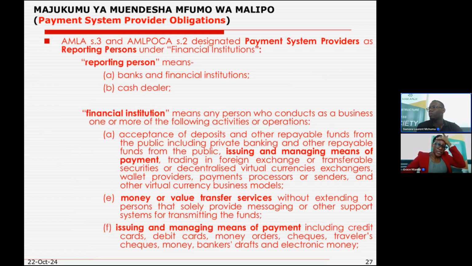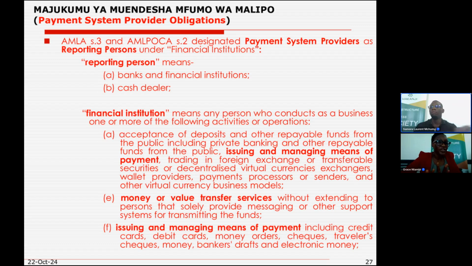Now, who is a reporting person? We have banks, we have financial institutions. This is provided for in Section 3 and Section 2. We have banks, we have cash dealers. The law was also amended to include legal people. We have advocates, we have legal persons, lawyers. They're also reporting persons. So, a financial institution means anybody who accepts deposits and other repayable funds from the public, including private banking, issuing and managing means of payment, trading foreign exchange, or transferring securities.